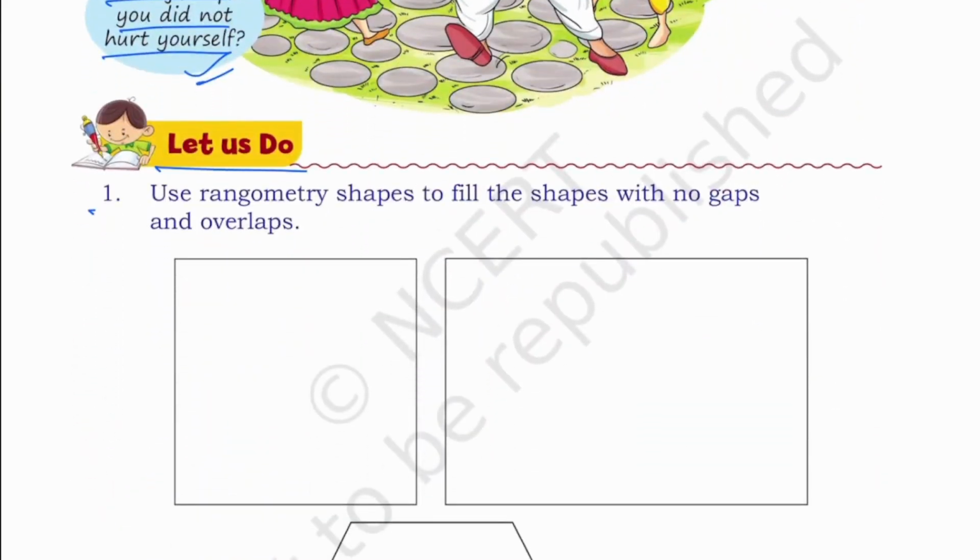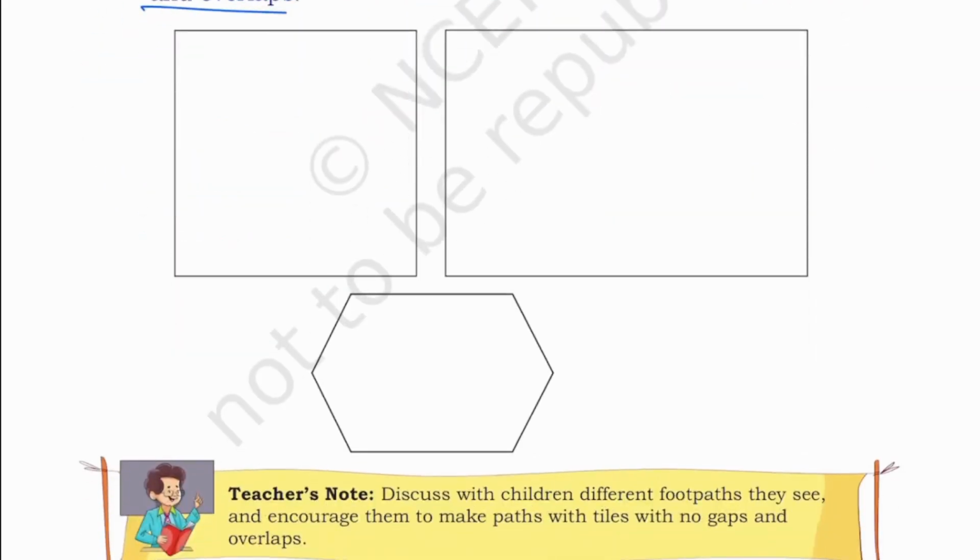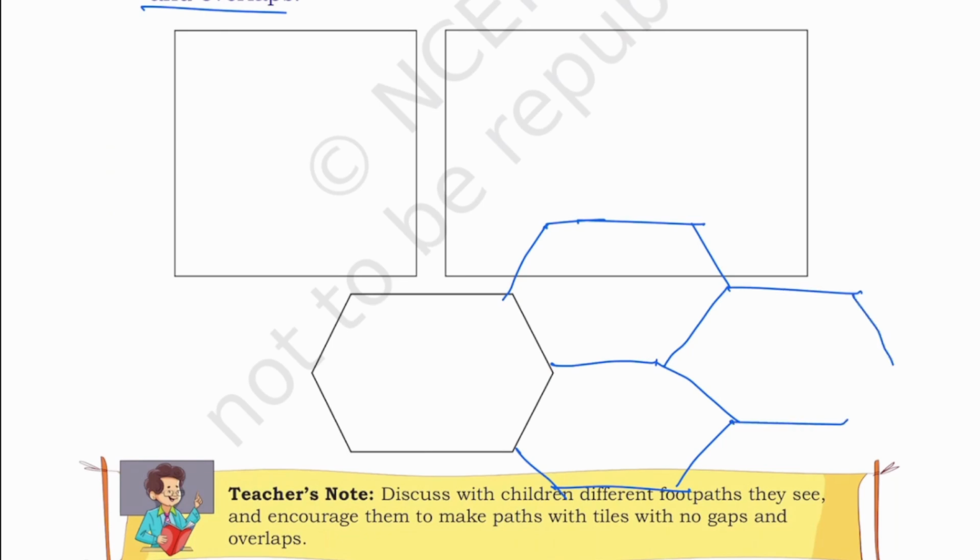Let us do 1. Use rangometry shapes to fill the shapes with no gap and overlap. You may extend the shape without leaving any gap there, like this. There is a little space; you may do this for this square and this rectangle.